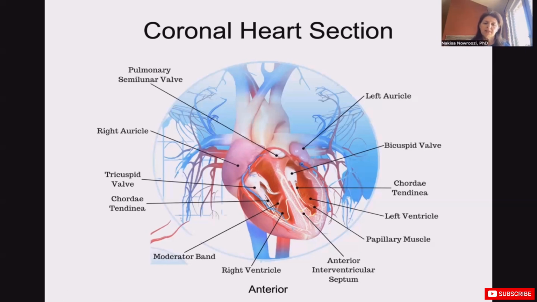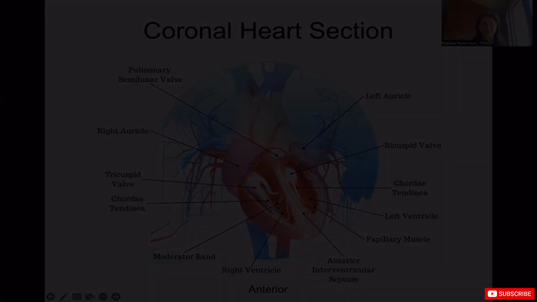Reason being because left ventricle has to pump blood to the whole entire body, but right ventricle is just going to the next door neighbor, to the lungs. So that's why we also have moderator band only on the right side.